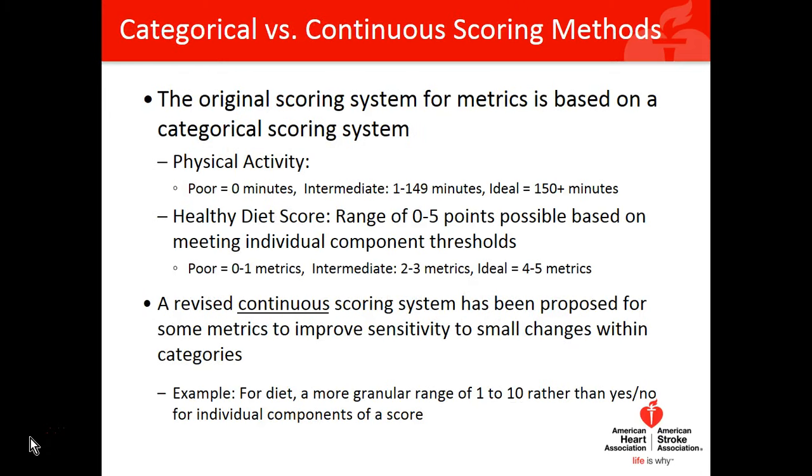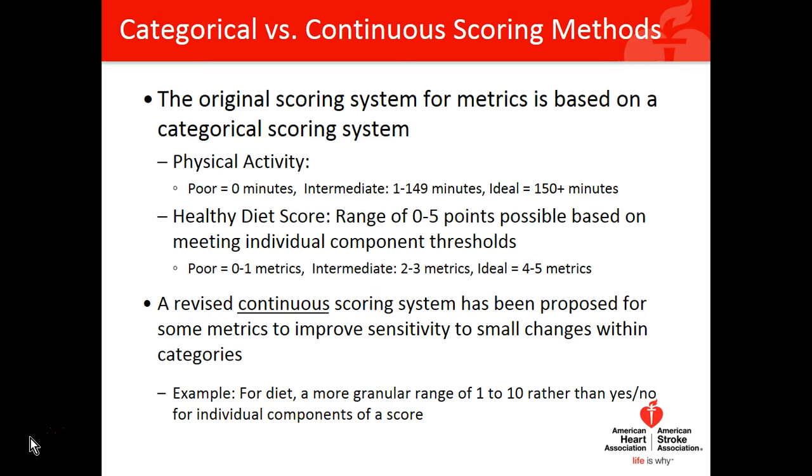Now, one major consideration with revision of the way that the cardiovascular health score and the categories of cardiovascular health metrics are defined is the issue of categorical versus continuous scoring. So currently, the original scoring system for metrics is based on 3 different categories, having poor, intermediate, and ideal.